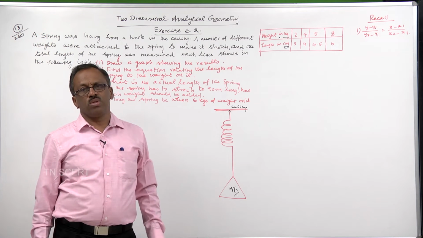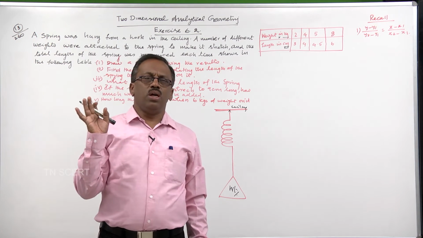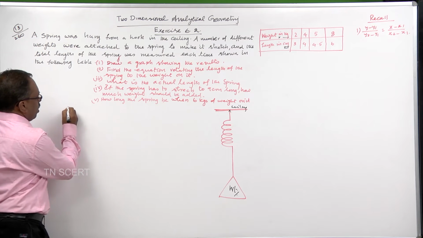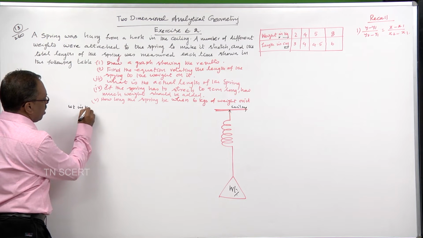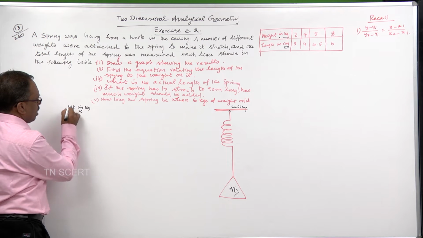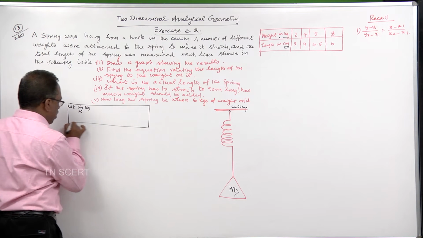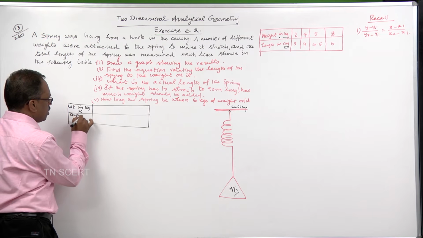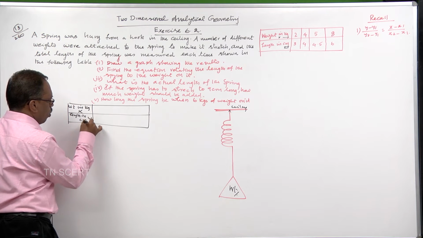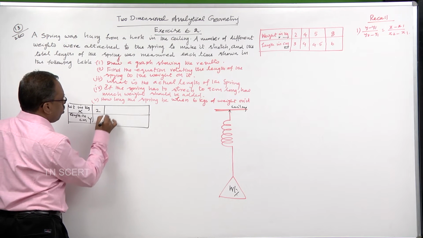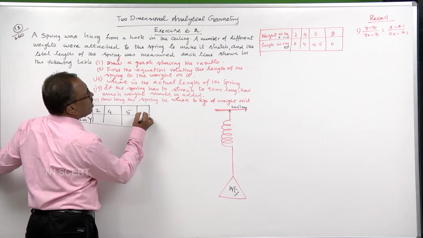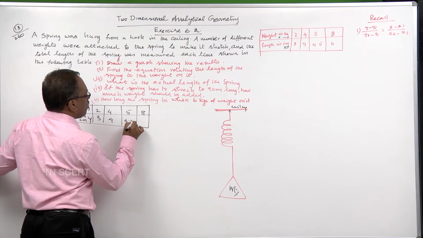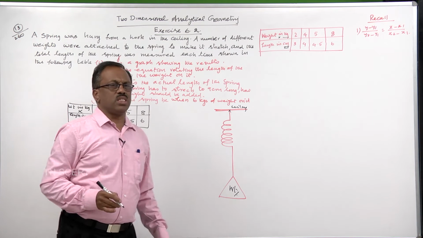First, you understand the question. What is given? The weight in kgs is x, and the length in centimeters is y. The weights are 2, 4, 5, 8, and the lengths are 3, 4, 4.5, and 6.